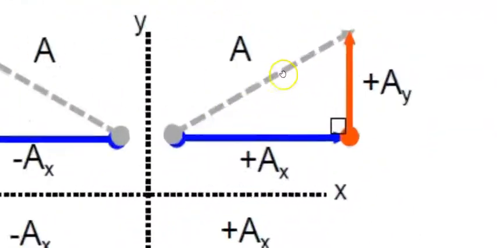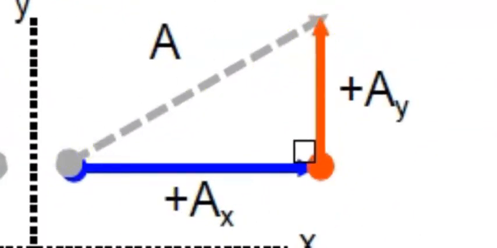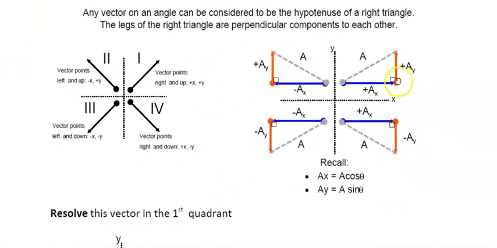Here is a vector A, and we placed it in quadrant 1 so that you would see that when it is resolved into perpendicular components, this vector A, which points to the right and up, would sit as the hypotenuse to the blue and orange vectors. The blue vector, positive AX, points to the right, and the orange vector, positive AY, points up. It is obvious that this dashed line A, which is now the shadow of the original vector, has been resolved into its two perpendicular components.